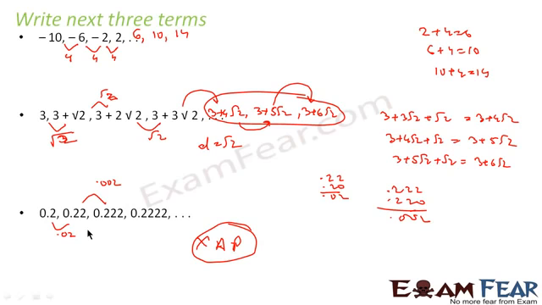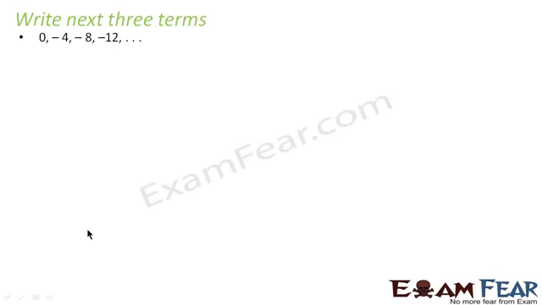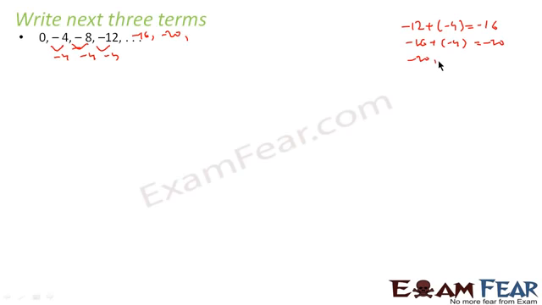Let's take some more examples. 0, minus 4, minus 8, minus 12. The difference here is minus 4, here also minus 4, and here also minus 4. Since the difference is constant, I can say that this is an AP. To find the next term, I'll add the difference to the last term. So minus 12 plus minus 4 is minus 16. The next term is minus 16 plus minus 4, that is minus 20. The next term is minus 20 plus minus 4, that is minus 24. So we have got this series.